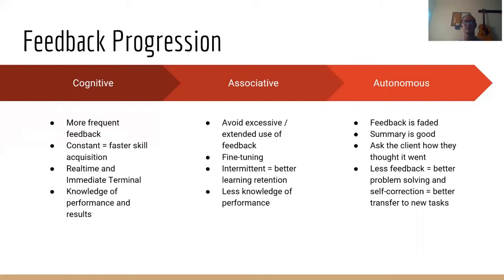Once our client kind of gets a grasp of the exercise and they're starting to fine tune it a little bit, we can move into the associative phase. And this is when we want to start avoiding excessive and extended use of feedback. We want to shift more into an intermittent pattern, and that's going to help with better learning retention as opposed to faster skill acquisition. And we want to move more to knowledge of results and less knowledge of performance. Finally, we get the autonomous stage, and the feedback is faded, so very minimal. Summary is good.